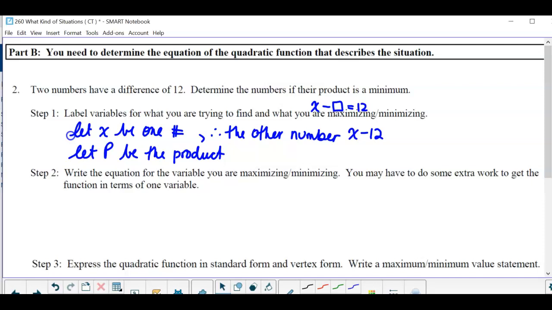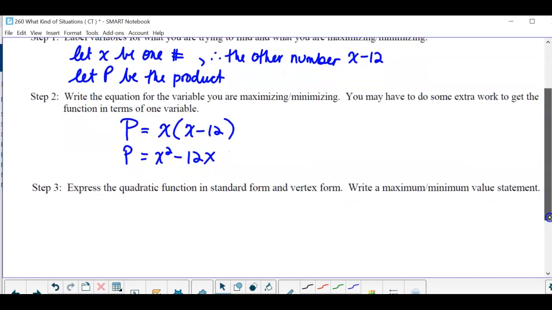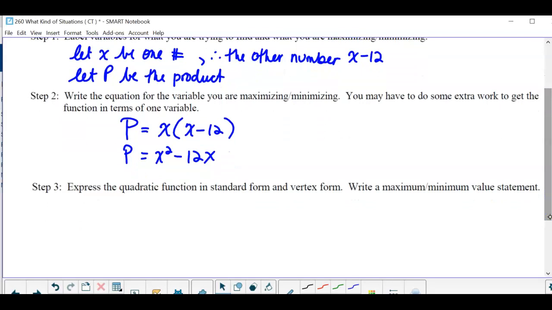Write the equation for the variable you're maximizing or minimizing. You may have to do some extra work to get the function in terms of one variable. Yeah, so if you had done X and Y, then the difference you'd have to solve for Y. In any case, I didn't, so my product is X times X minus 12, okay? And I'm going to expand that out. Then it says, express the quadratic function in standard form and vertex form. Write a max-min value statement. So standard form, that's already in standard form.